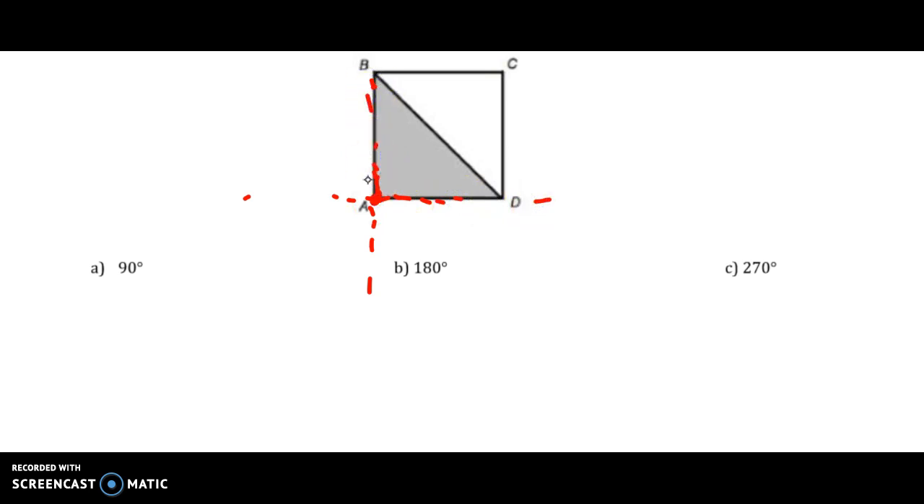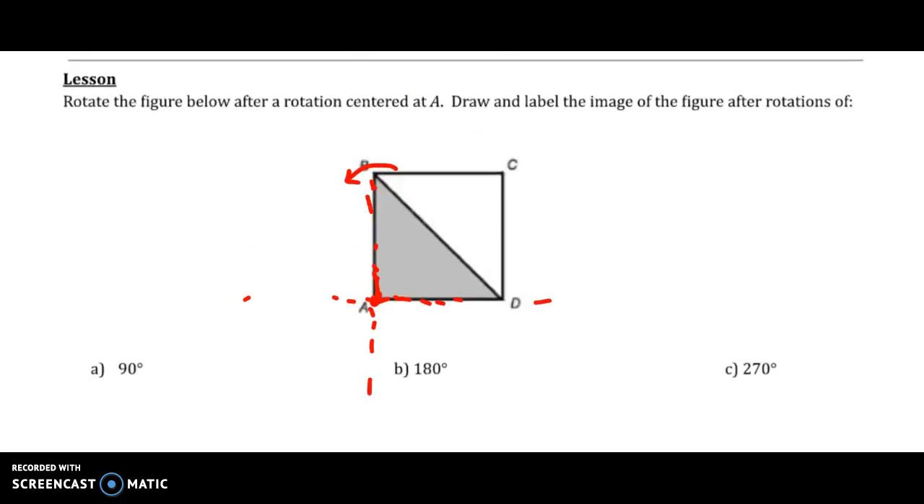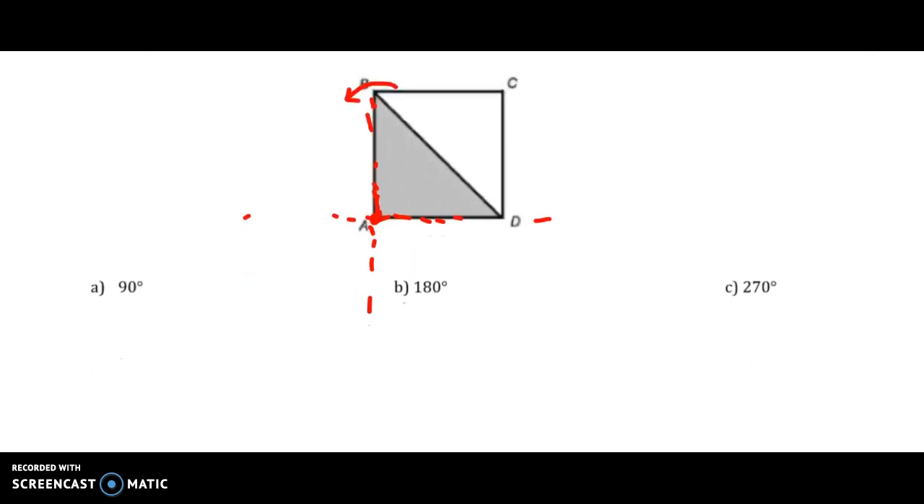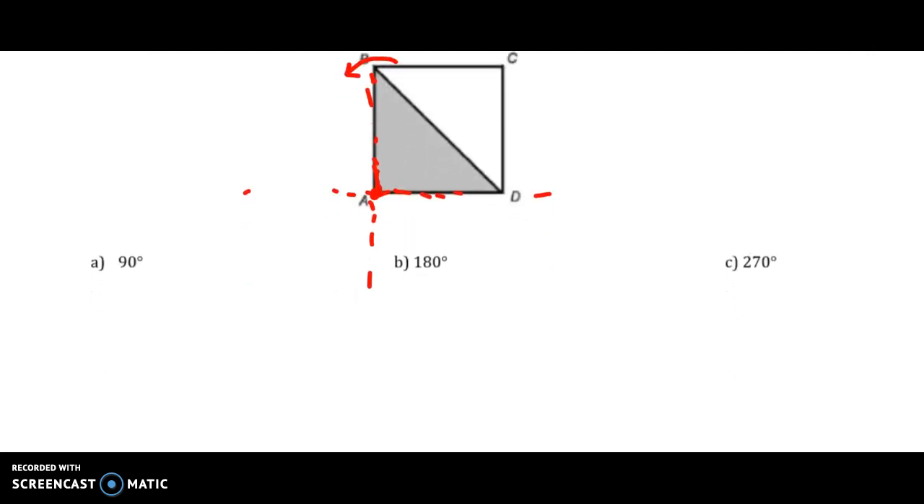Okay. So if we rotate 90 degrees, that's positive. We're going to go this way. It didn't tell us clockwise or counterclockwise, but since this is a positive 90, we will go counterclockwise. Technically, on a regular plane without a coordinate, we would describe it as clockwise or counterclockwise.